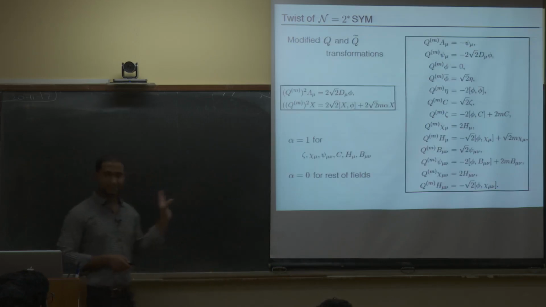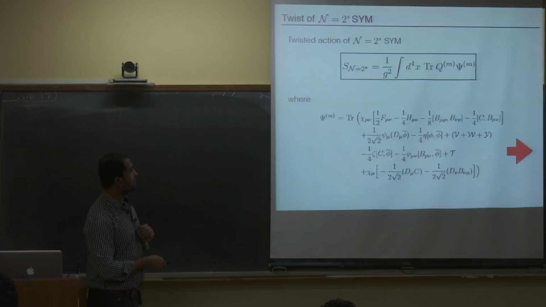The modified Q transformations look like this. Basically, we are giving mass to one hypermultiplet of the theory, and that is reflected here. The Q squared algebra is also modified and takes this particular form. There is a mass appearing here.